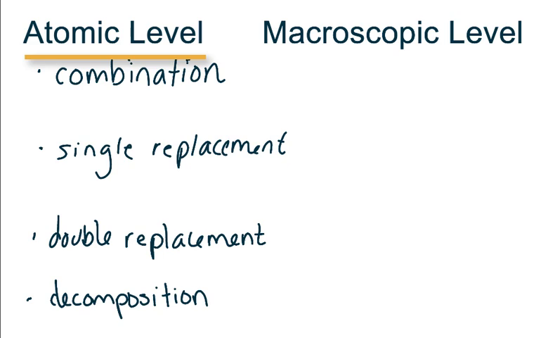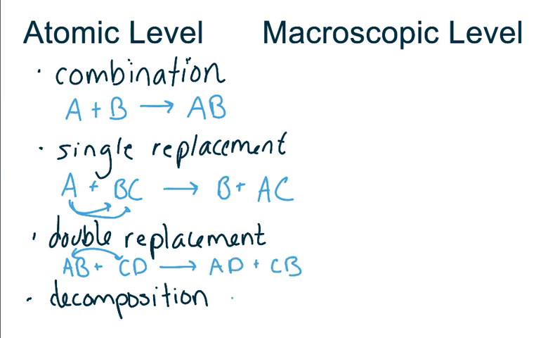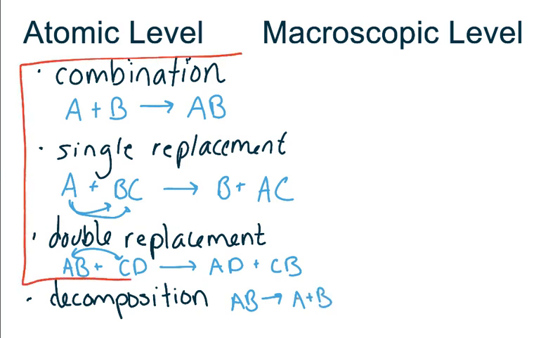So a combination is where you have two different types of elements and they combine into one single compound. A single replacement is where you have a single element and you have a compound. Now what happens is the single element switches places with either and you get a new element and a new compound. A double replacement is where you have two compounds and the cations switch place. And a decomposition reaction is where you have a compound and it breaks up. For this class, we will focus on the first three.